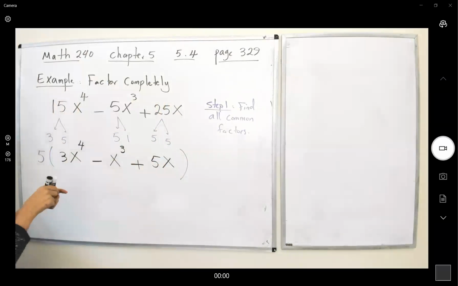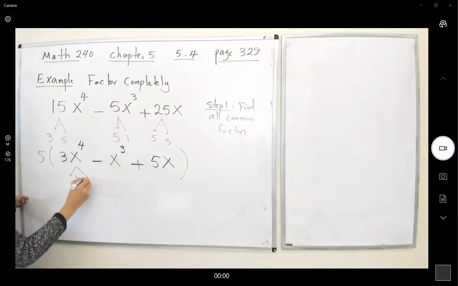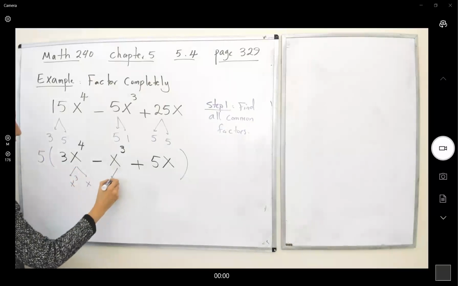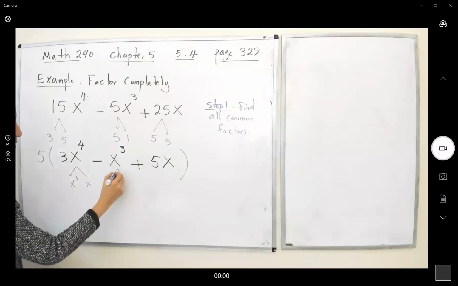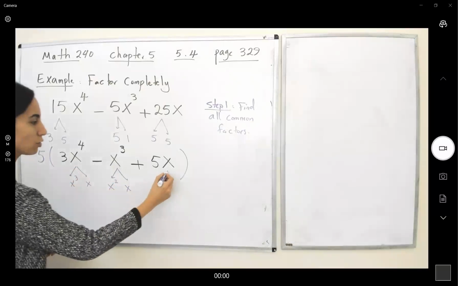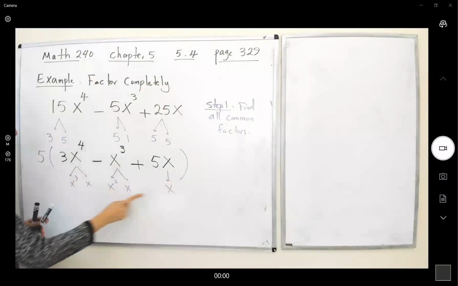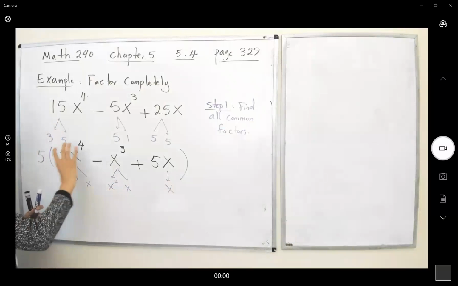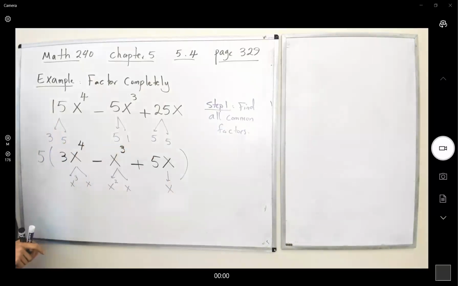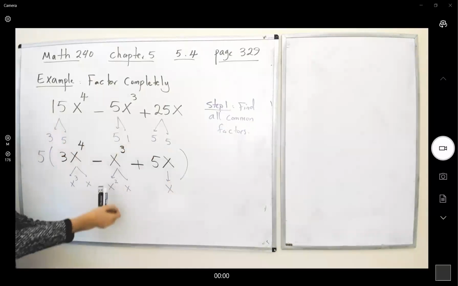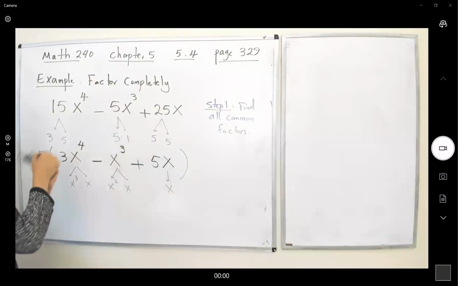So let us break this down. This is equal to x to the 3rd times x to the 1st, which is just x. Here you have x cubed, which is x squared times x. And here you have your x written here. As you can see, x is the common factor in all of these terms. What are we going to do? We're going to take out x from each of these terms.